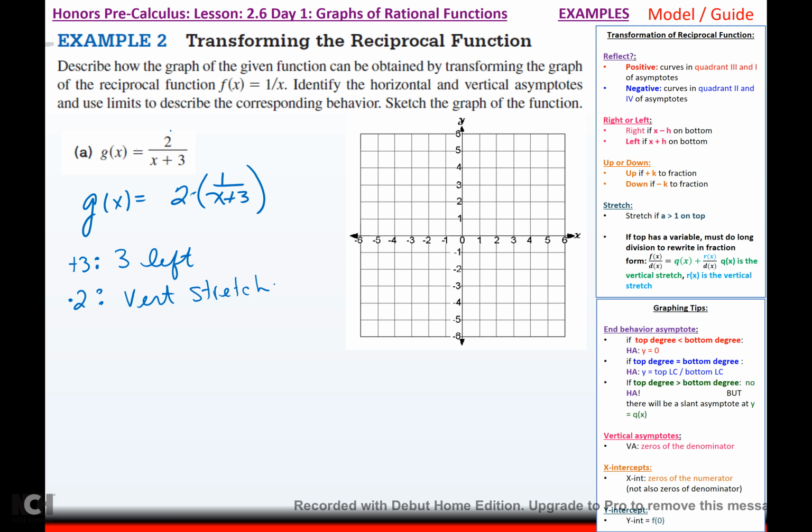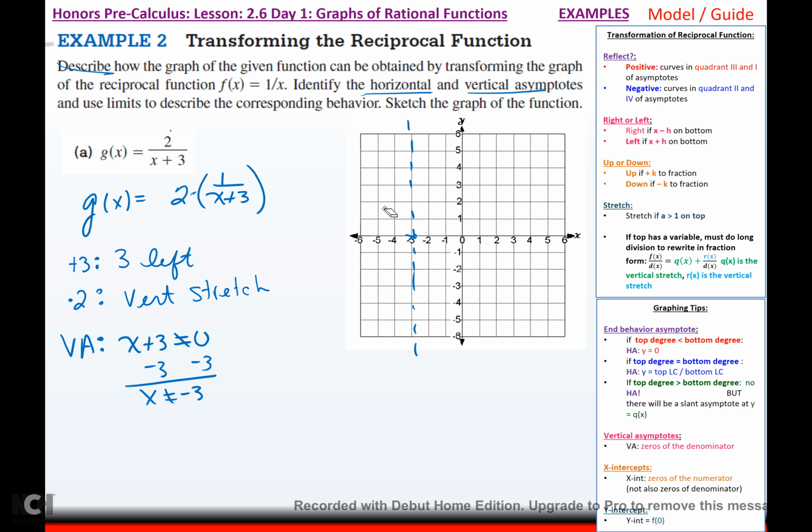Now we have to find the horizontal and vertical asymptotes. To find my vertical asymptotes, you say, Mr. Denominator, you can never equal 0. x plus 3, x can never equal negative 3. So at negative 3, there's going to be a vertical asymptote. There's going to be a jump in my graph there. Okay? There's my vertical asymptote.